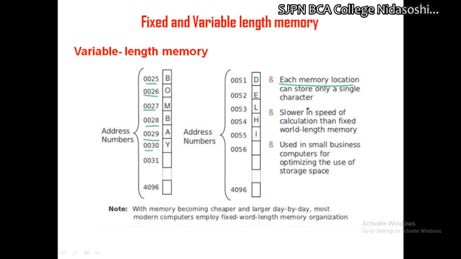It has a slower speed of calculation than the fixed word length memory. That is one drawback. So it is slower in calculation than the fixed length memory. Variable length memory is used in small business computers for optimizing the use of storage space.